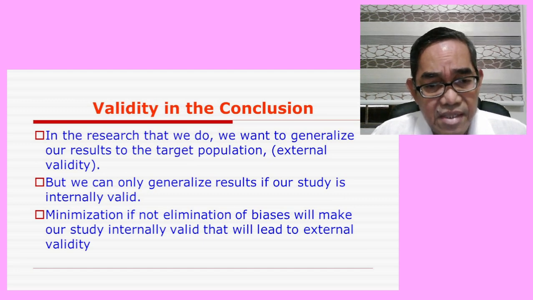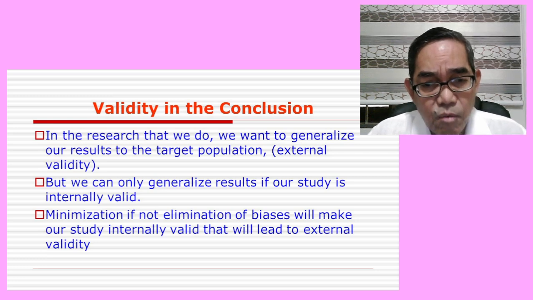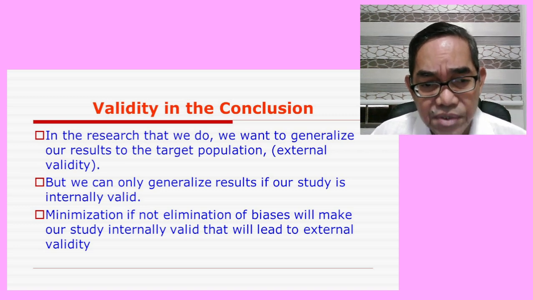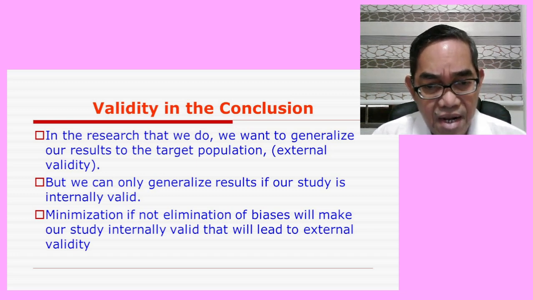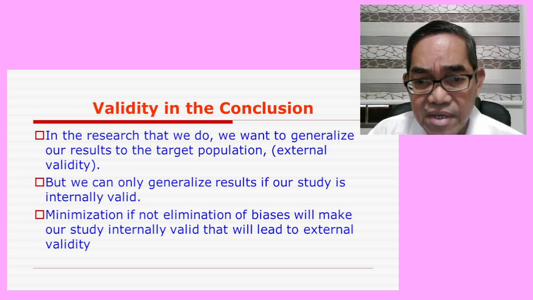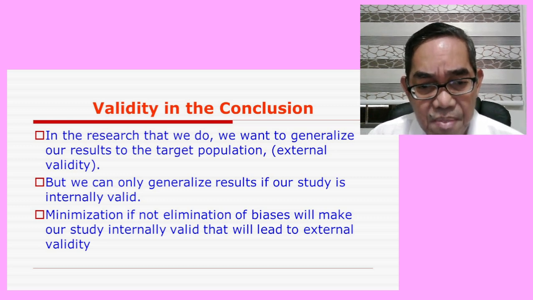You see, in all research that we do, we want normally to generalize our results from samples to the population. And that actually is external validity when we generalize results from samples to population.